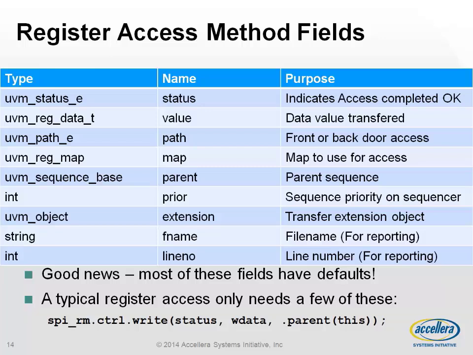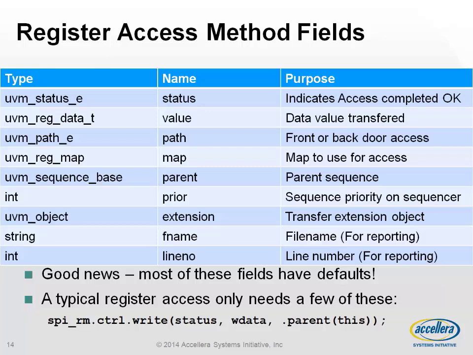There's also a parent sequence that we can specify if we want. So if we're in a hierarchical specification, we can do that. There's a priority. There's a transfer extension object, which I've never used, so don't ask me about that. And then if we want to specify a file name and a line number for error reporting, we can do that as well. The good news is that most of these things have defaults.